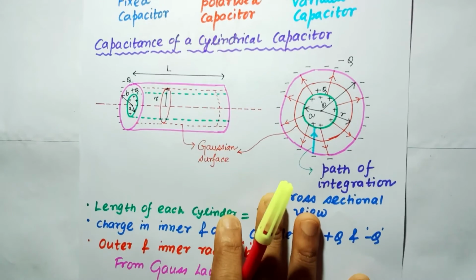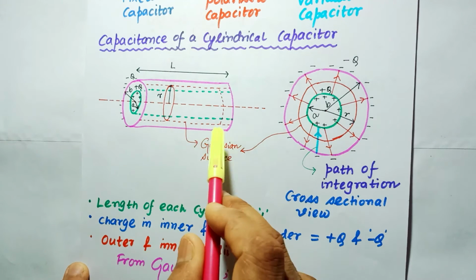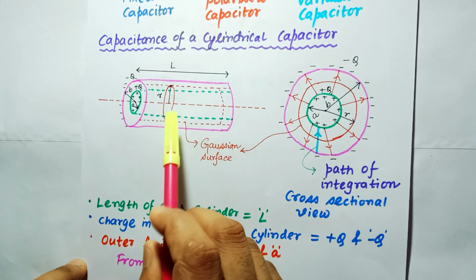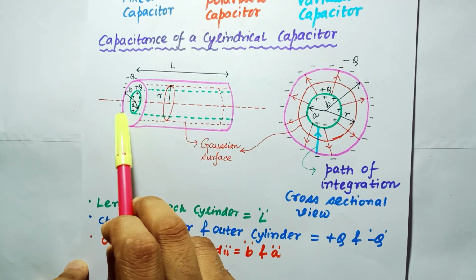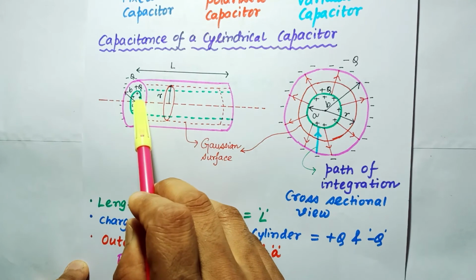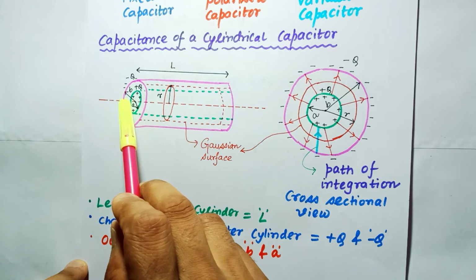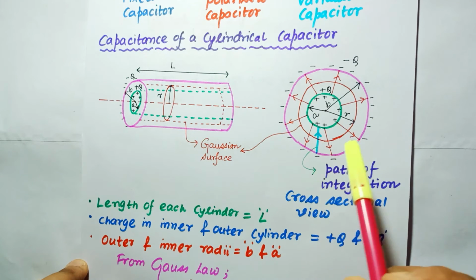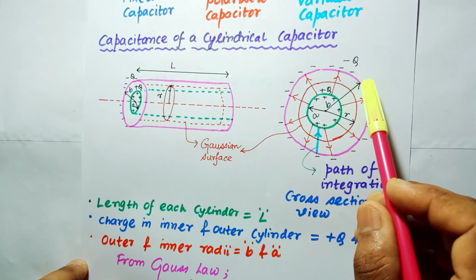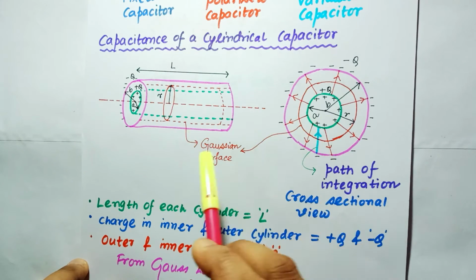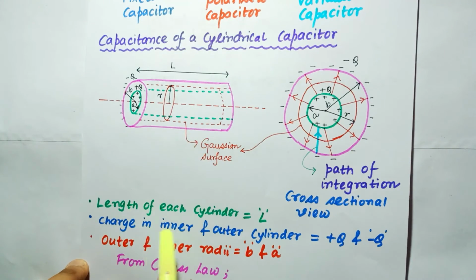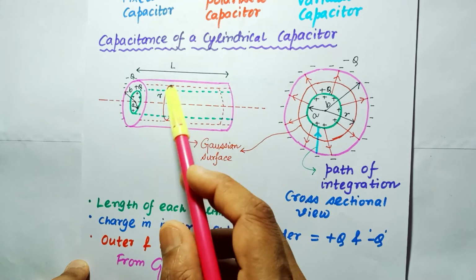So what is a cylindrical capacitor? You can see from the figure, a cylindrical capacitor has two concentric cylinders having the same axis. The inner radius is small a and the outer radius is B. You can see from the figure, and this is the cross-sectional view. So here also the inner radius is a and the outer radius of the cylinder is B. So I need to find the equivalent capacitance for such a cylindrical capacitor. I choose the length of the cylinder as capital L, and the charge on the inner cylinder is plus Q, and on the outer cylinder is minus Q.